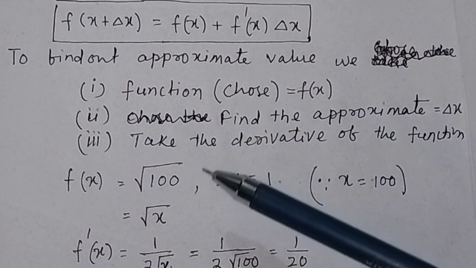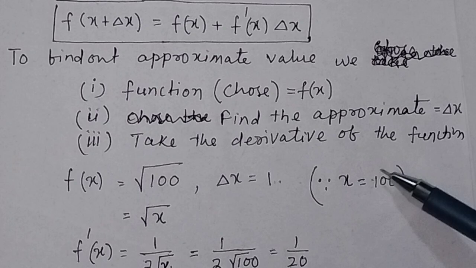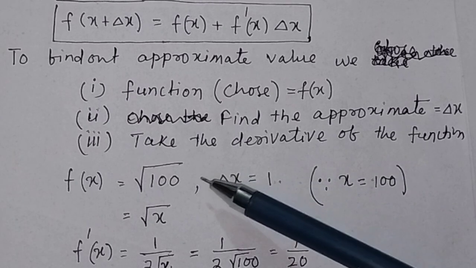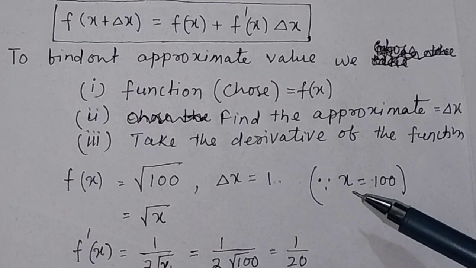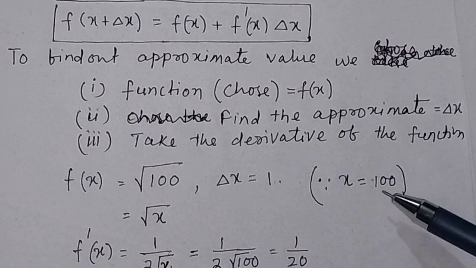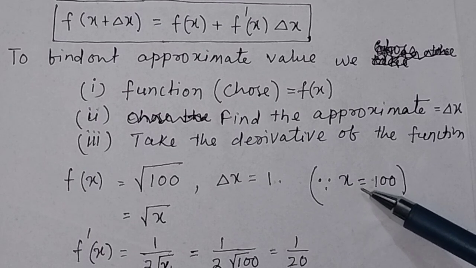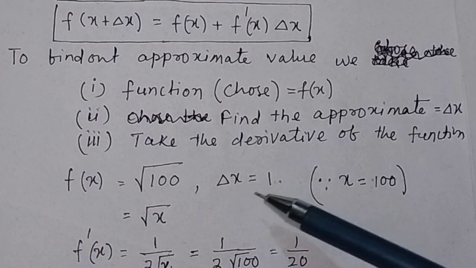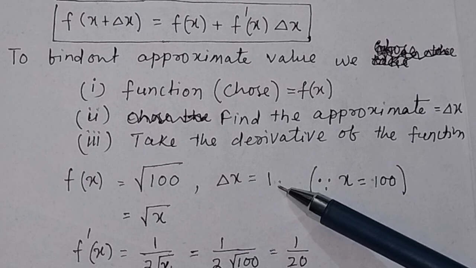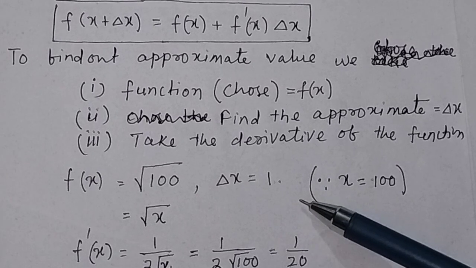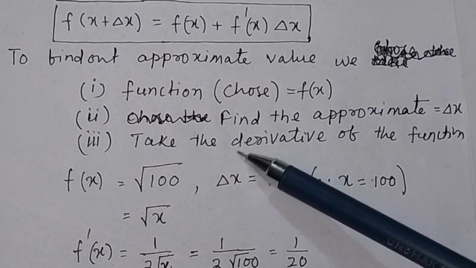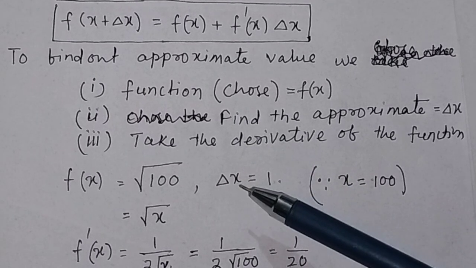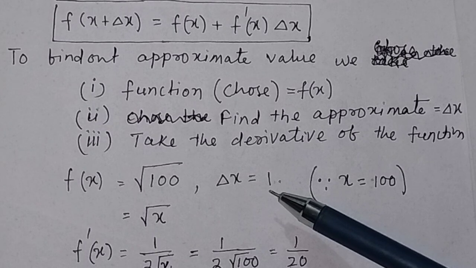So here the x value we have chosen is 100 because we are asked to find the square root of 101, and it is easier to find the square root of 100. That is why we have chosen x equal to 100, and so the Δx value will be equal to 1. The nearer value of 100 here is Δx equal to 1.